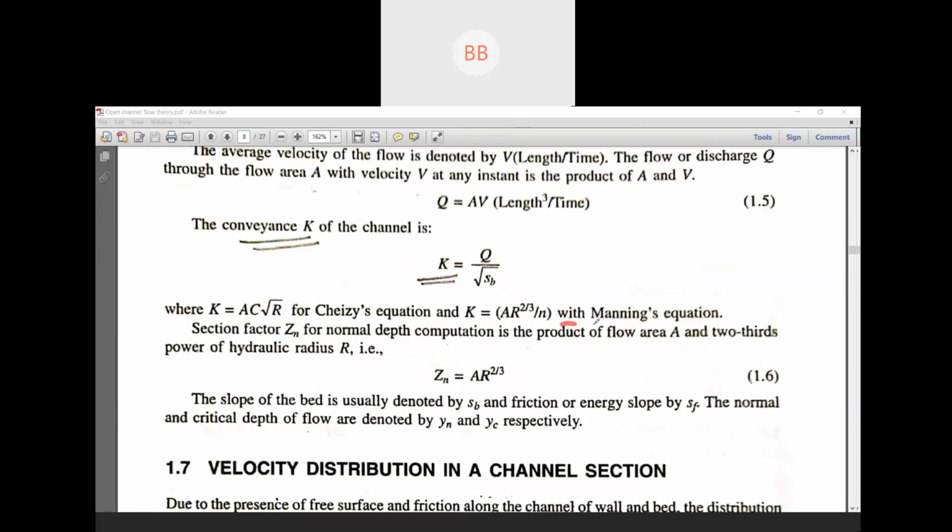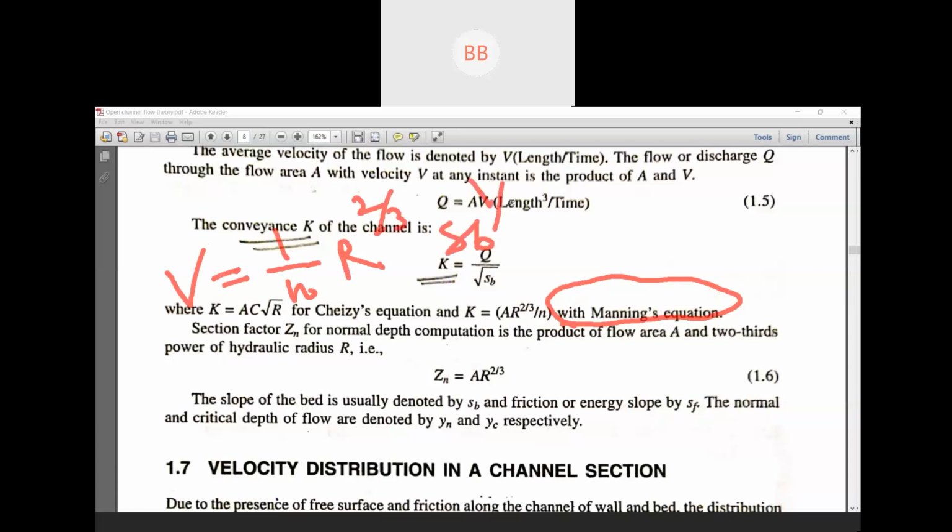Do you remember what Manning's equation is? Manning's equation is used to find the velocity: V equal to 1 by n, R to the power 2 by 3, S_B to the power half. Here, n is the roughness coefficient, R is the hydraulic radius, that is area by wetted perimeter, and S_B, as we have already discussed, is the bed slope or slope of the channel.